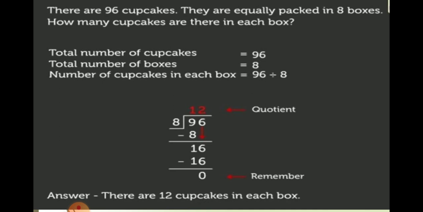So now we will again divide 96 by 8. We will take the first digit from the left, that is 9, because 9 is greater than the divisor. 8 1s are 8 and we are left with 1. Now we will bring down 6. Now we know 8 2s are 16, so we will subtract 16 from 16 and the remainder is 0. So the answer is there are 12 cupcakes in each box.